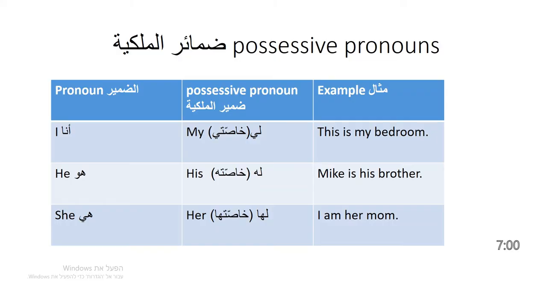Okay, before we continue, please open your notebook and write these things on your notebook. طبعا في باقي الضمائر ولكن اليوم مش راح نتطرق لهم، فقط هذول الثلاث ضمائر اليوم راح نتعلم. I للملكية my. Oh, this is an example. مثال, this is my bedroom. Okay, هذه غرفة النوم. He, his, Mike is his brother. Mike هو أخوه. She, her, I am her mom. أنا أمها. Okay, I will give you 7 minutes to write this down on your notebook. You can start now.